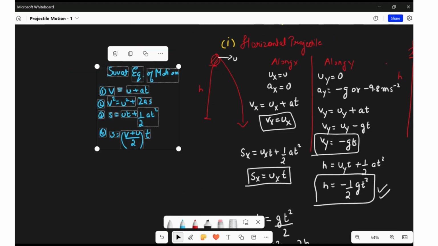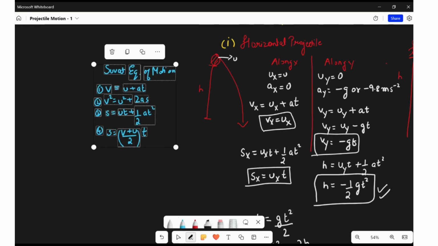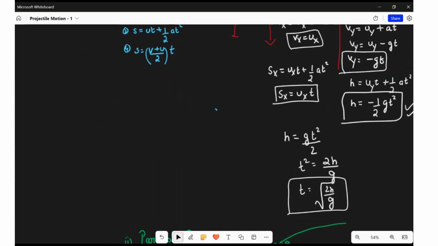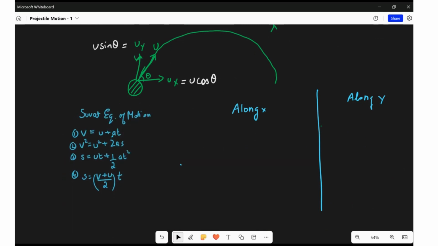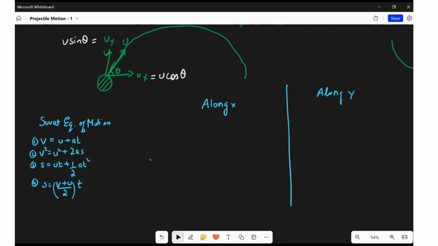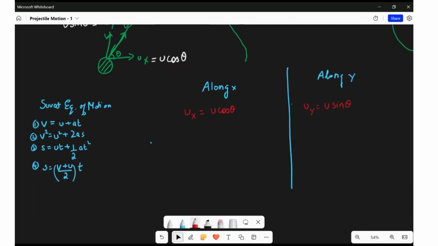Let's bring the SUVAT equations here. Now, along the x direction, let's see what is actually happening here. So along the x direction, we have initial velocity as u cos theta, while along the y direction we have u sine theta as we resolved the vectors. Now acceleration along the x direction is again 0 because there's no acceleration acting. And acceleration along the y axis is minus g, which is just minus 9.8 meter per second square.